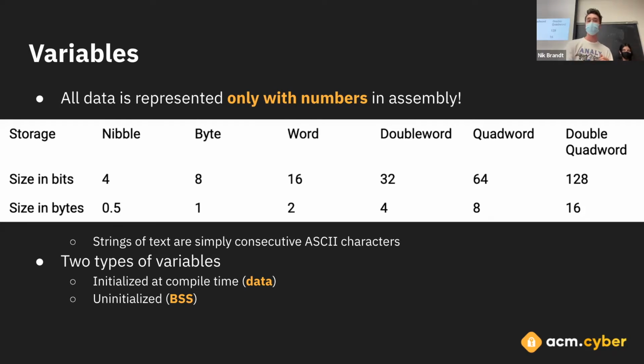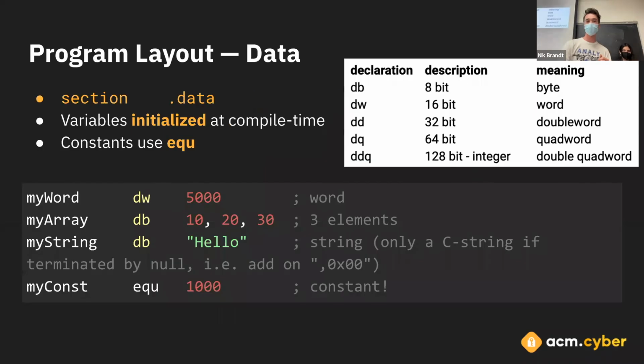All right, so there are two types of variables. The first one is those initialized at compile time, and these are in the data section of the program. This is at the very top of your program. You write section .data, and this is where you can declare your variables. So we want to make a variable that is a word in length. We use myWord right here as the variable name, and then the size of it is DW. So this is saying we're declaring a word. I'm not quite sure where the D comes from, but we've got different sizes of variables here. And then 5,000 is the value we're putting in it.